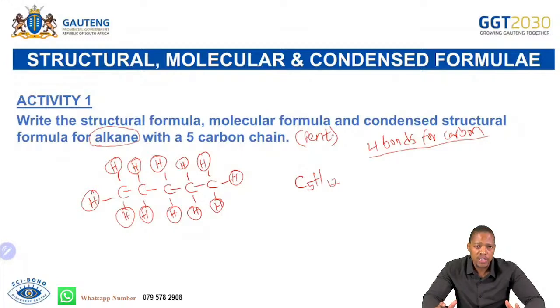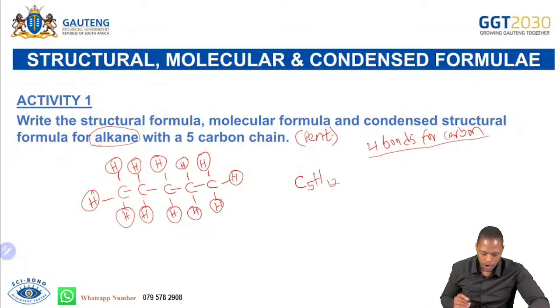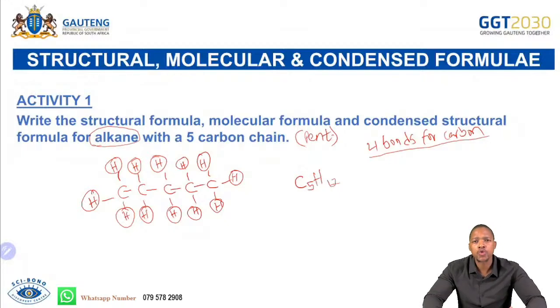I want you to physically count. And I'm aware that some of you might know a general formula, but I want you to start by physically counting. Physically count the hydrogens and do the molecular formula correctly. Okay, then from there we are asked to do a condensed structural formula. And how do we do a condensed structural formula?